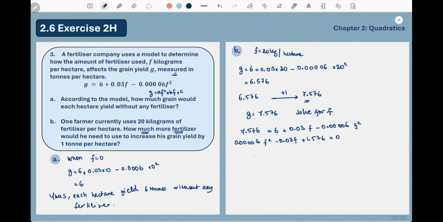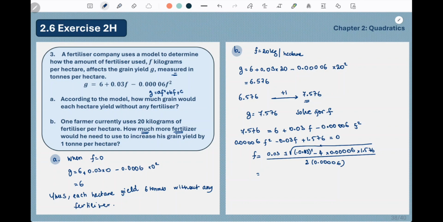Now we can use the quadratic formula. The quadratic formula states that it is minus b. In this case, b is minus 0.03, and it becomes 0.03 plus or minus the square root of b squared minus 4AC, so 4 times 0.00006 times 1.576, over 2A, so 2 times 0.00006.